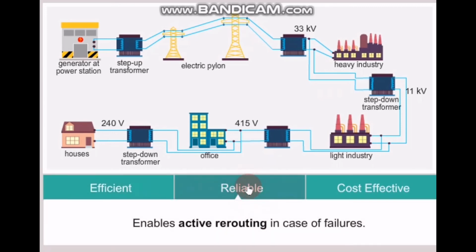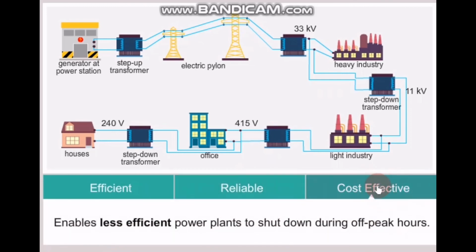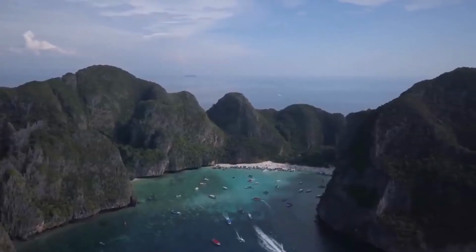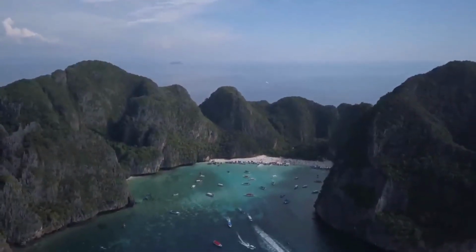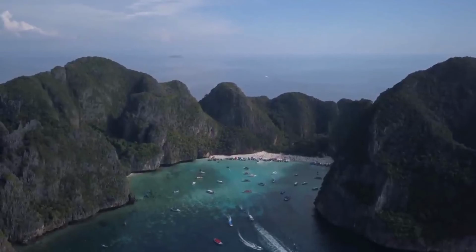Number two, reliable, in which it enables active rerouting in the case of failures at any stations. And number three is cost effective, where it enables less efficient power plants to be shut down during off-peak hours. Alright, so it seems like a very long story, but I hope you enjoyed this lesson.